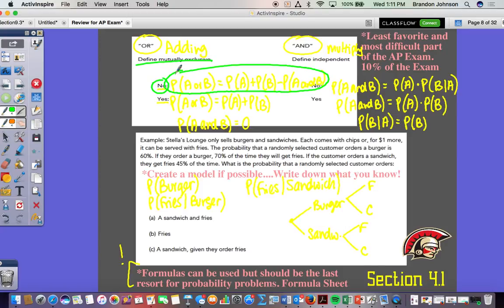Now, just real quick, when we think of or, we think of adding. Now, could someone give me mutually exclusive? What does that even mean? What do we remember from that?